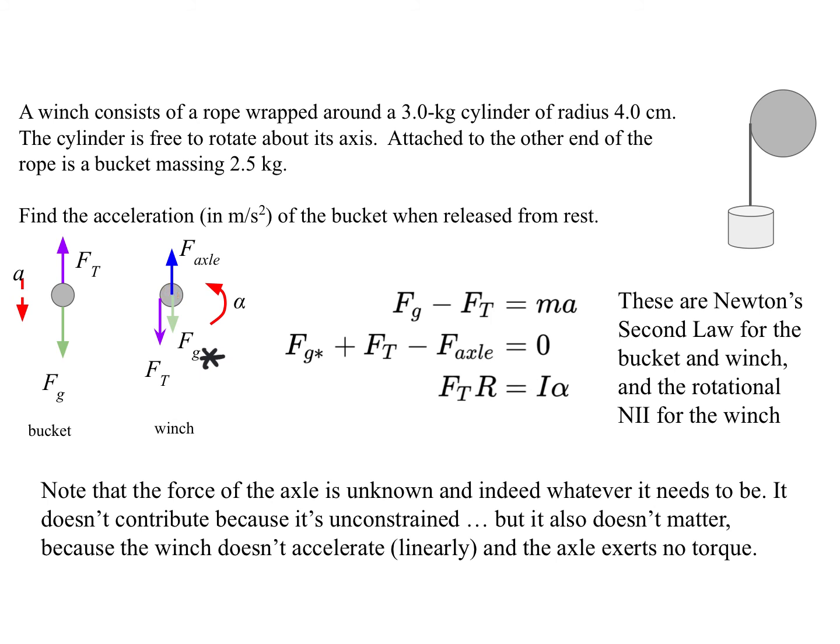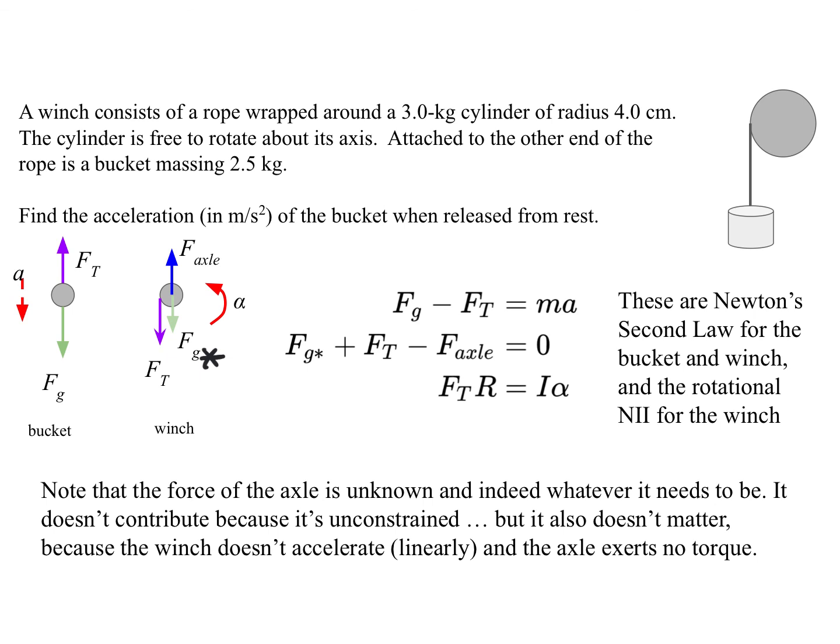On the other hand, the winch, and again, I don't really like how they say draw it as dots, has a weight pulling down, Fg star, because this weight is not equal to that weight because their masses are not the same. Close, but not the same. And the tension is pulling down, and it acts as if it's pulling on the point where it's leaving the cylinder and pulls it downward. And then there must be something, an axle or something, holding it up. This induces a counterclockwise rotation, so that's alpha.